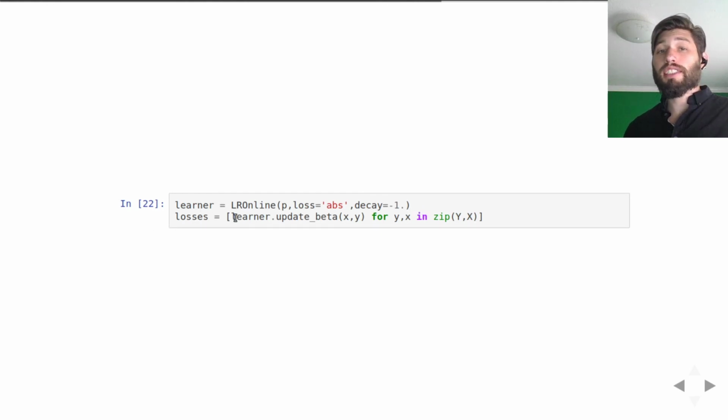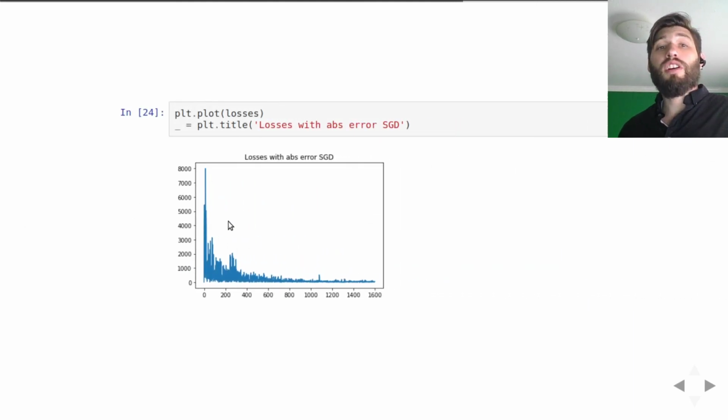Okay, so let's do this. I actually have a separate loss argument. Loss can take the absolute value loss now. I have a closed form gradient calculation in this LR online module. So the losses are equal to learner.update(beta, x, y) for x, y in this zip. So we're just going to apply this again to our data set. We're zipping up our data just like before, and we're going to apply this new method. And it looks like the losses converge and approach 0, actually.